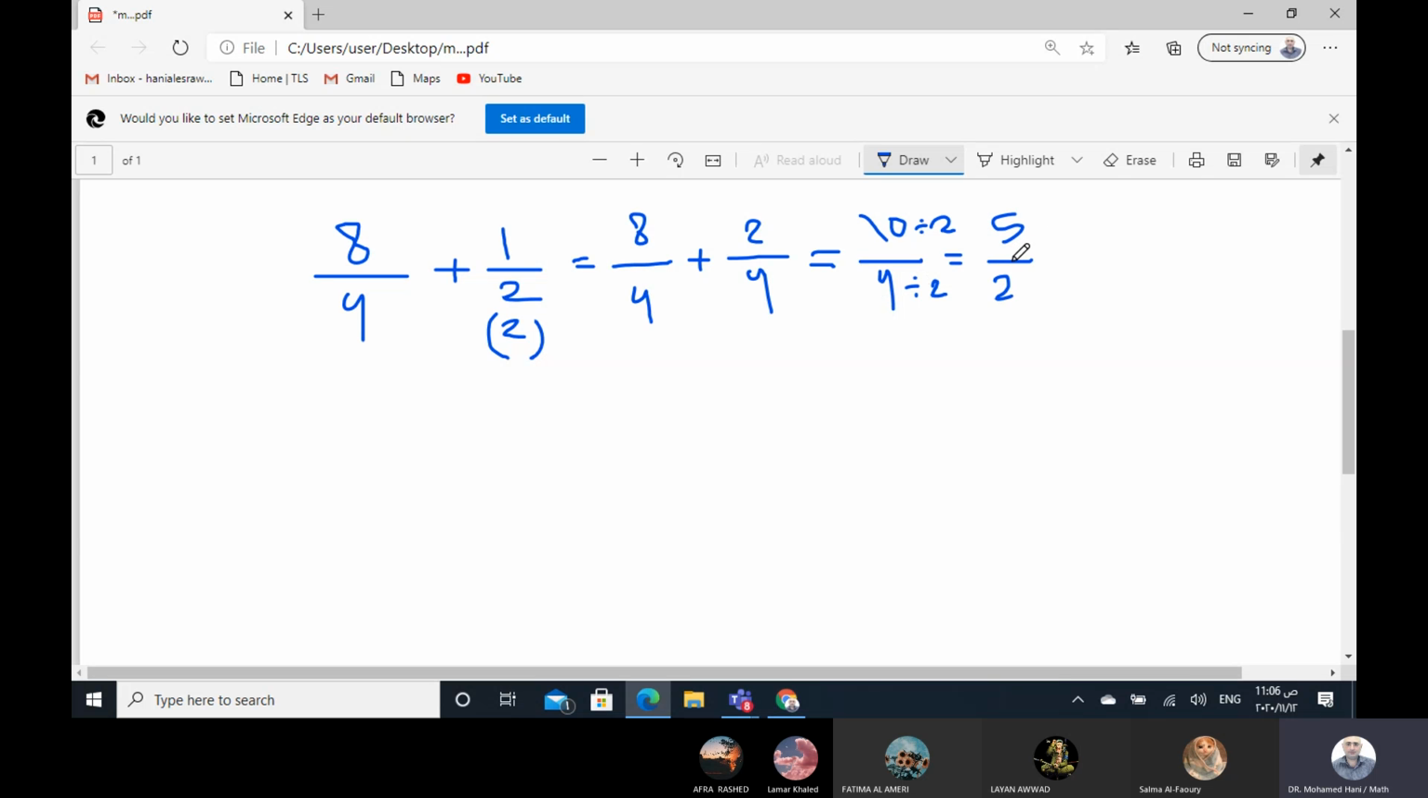Then you can change the improper fraction to a mixed number. You can do long division, 5 divided by 2. 2 times 2 will be 4. Now 5 minus 4 will be 1. So the quotient will be the whole number, the remainder will be 1, and the divisor will be 2. So the answer will be 2 and 1 over 2.